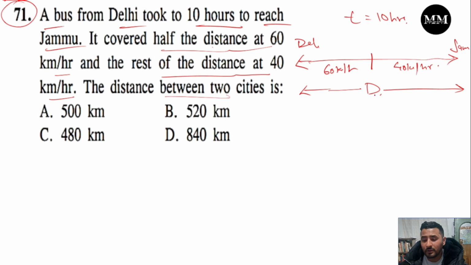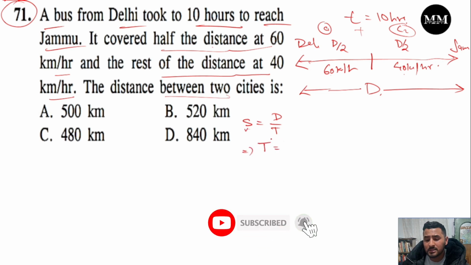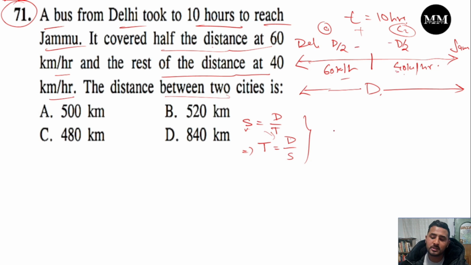So if D is the total, half of D will be D by 2. So half the distance is traveled at 60 km per hour, and the other half is traveled at 40 km per hour. Now we know the formula of speed: speed is distance by time. We have to find the distance between these two cities. So time will be distance by speed. We have two distances and two speeds, so we use this formula.